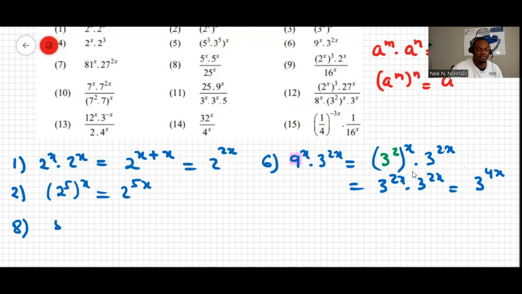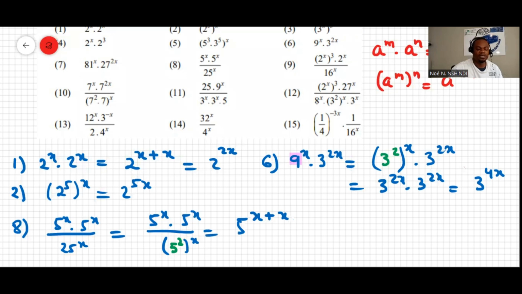We have 5 to the x times 5 to the x over 25 to the x. In this case, we're going to reduce everything in terms of the prime factor. 5 is already a prime number, and 25 is not. Most people know that 25 is 5 squared, so we can write 5, and then the exponent x plus x, minus 2x. That makes 5 to the power of 0, and that's equal to 1.